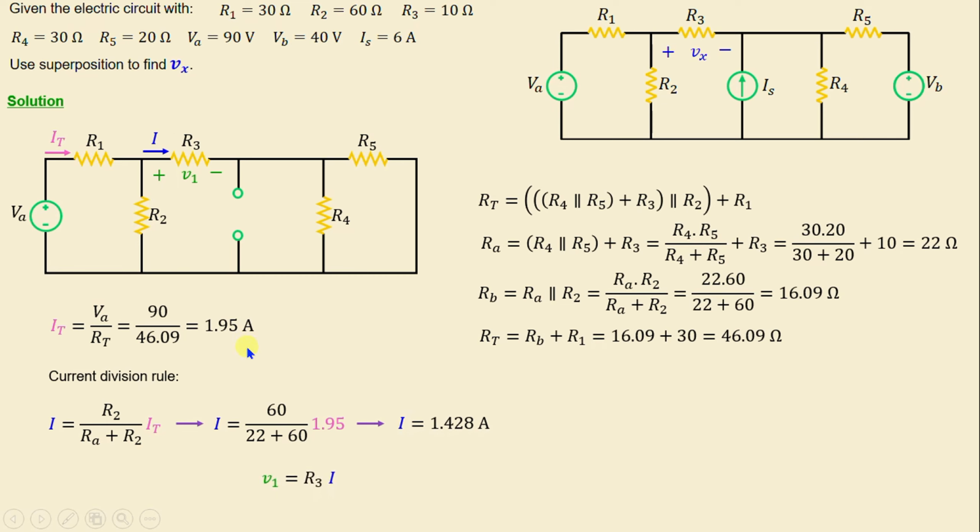The voltage V1 across the resistor R3 can be calculated using Ohm's law. That means V1 is equal to R3 times I. And if we replace R3 and I with their numerical values, we obtain V1 is equal to 14.28 volts.